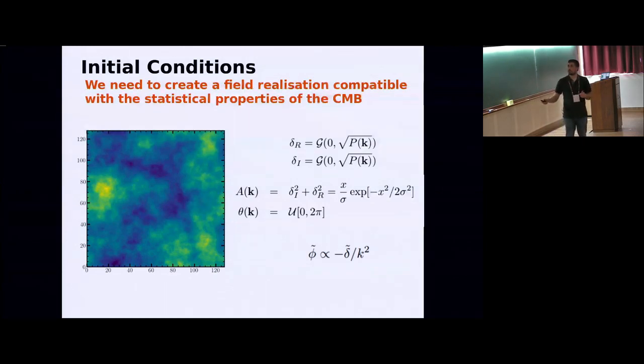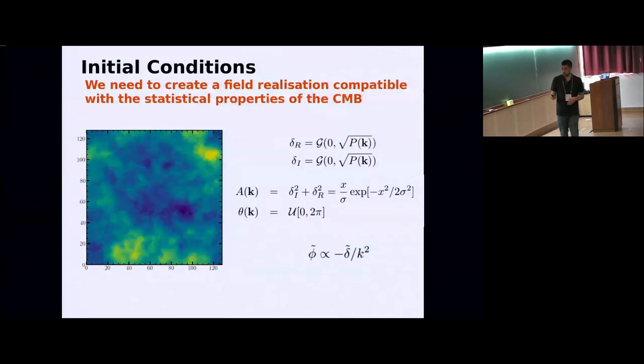Right, so now we know what the density field should be like, so we can create it, and then we just divide by k squared, and we know the potential of this field. One thing is, we are not simulating the universe, right? We are simulating a universe that is statistically compatible with what we see. But we can choose many of these universes.